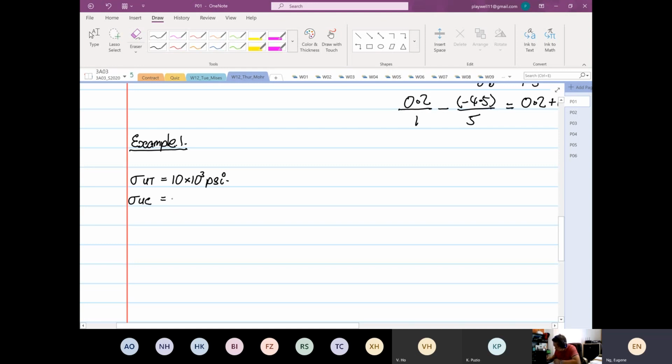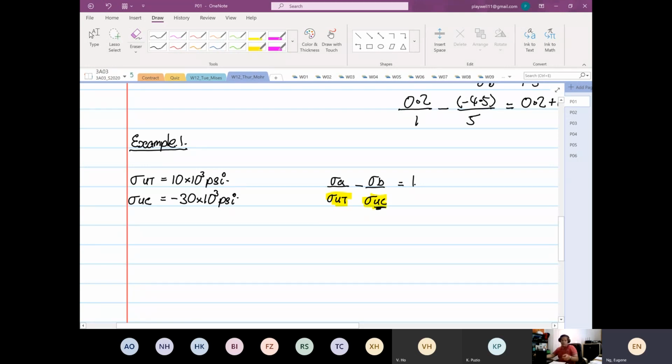Like what I told you before, when we use Mohr's criteria, we have stress A over stress ultimate tensile minus stress B over stress ultimate compression is equal to 1, right? For the ultimate tensile and ultimate compression values, we only need to care about the magnitude. We are not bothered about the direction at all.